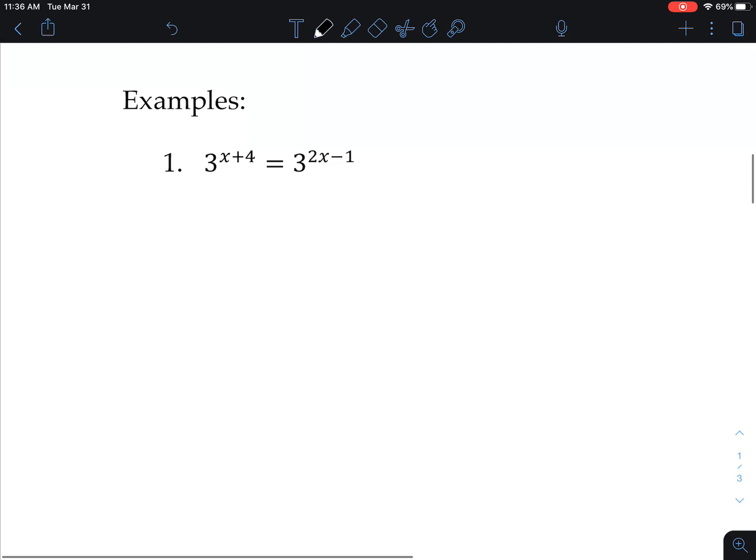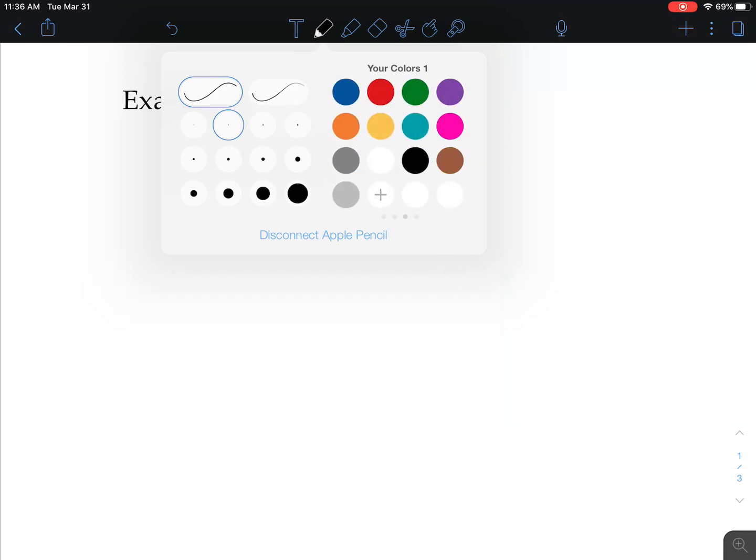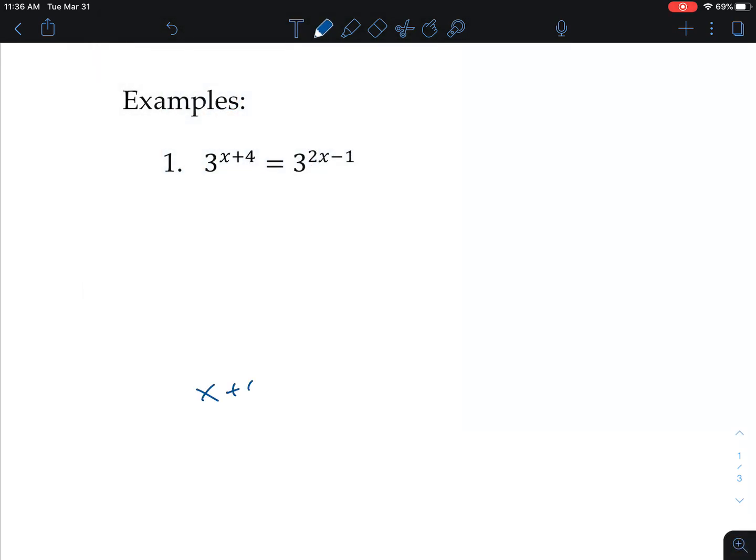All right, let's do this one. First, we see that this base and this base match. So we know right away we could technically just write this as x plus 4 is equal to 2x minus 1. Now, how does that happen? We need to know how it happens because we're going to do it again later when we don't have the bases match. So we could just write it like this and we would solve and get 5.